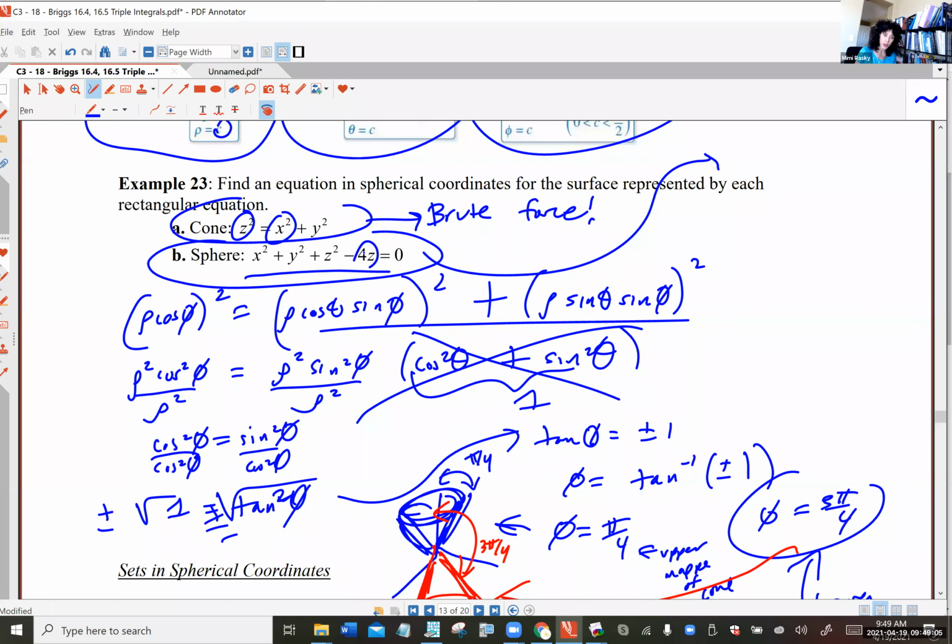X squared plus y squared plus z squared gets all replaced with rho squared. Minus 4z, but z is rho cos phi. You're pretty much done. But if you add the 4 rho cos phi, because they usually like you to solve it for rho, divide both sides by rho, assuming that rho is not 0, you get rho is equal to 4 cos phi.